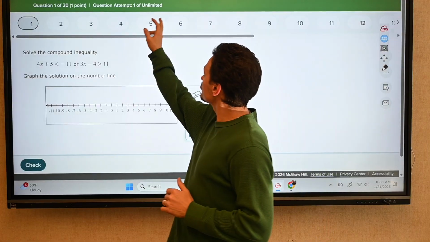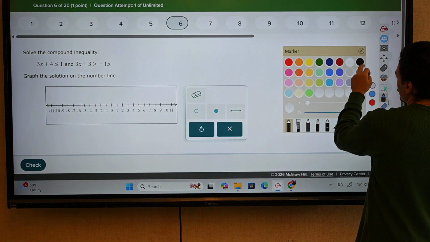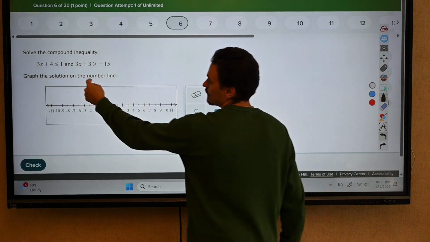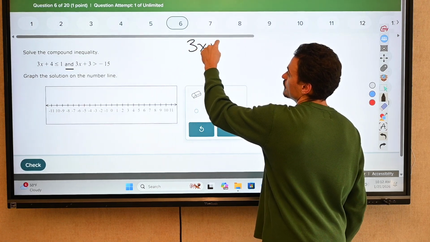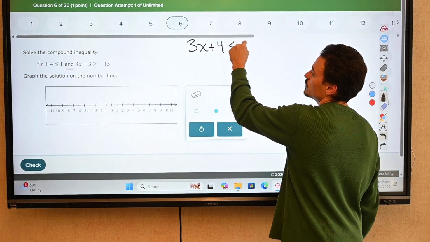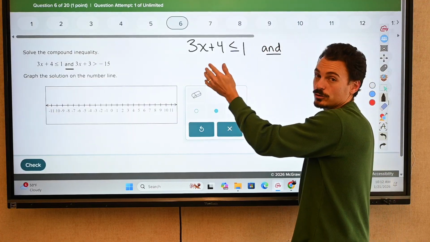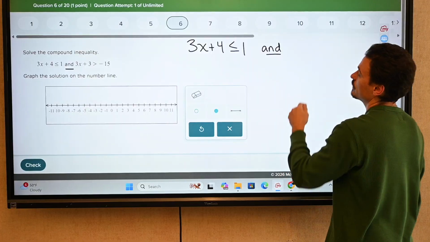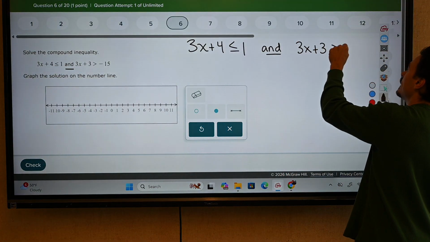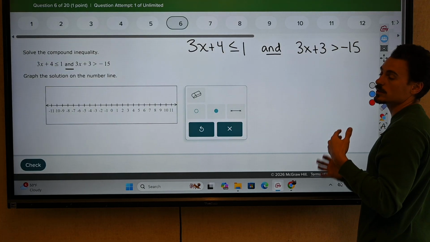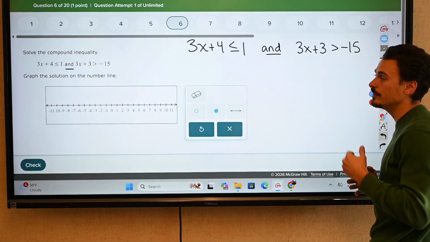Okay. So for this question, for example, we have an and splitting up the inequalities. We have 3x plus 4 is less than or equal to 1, and, which means that both of them have to be true in order for this to work, 3x plus 3 is greater than -15. So you're going to want to solve them. Like I said, if you're confused about solving, you need to go back and watch that video.